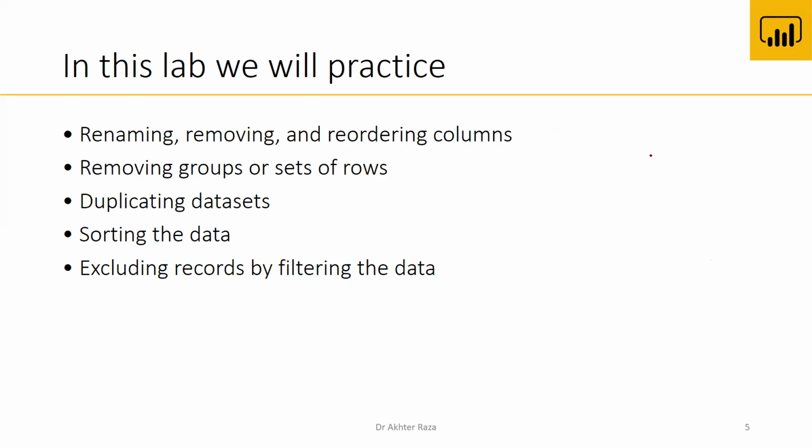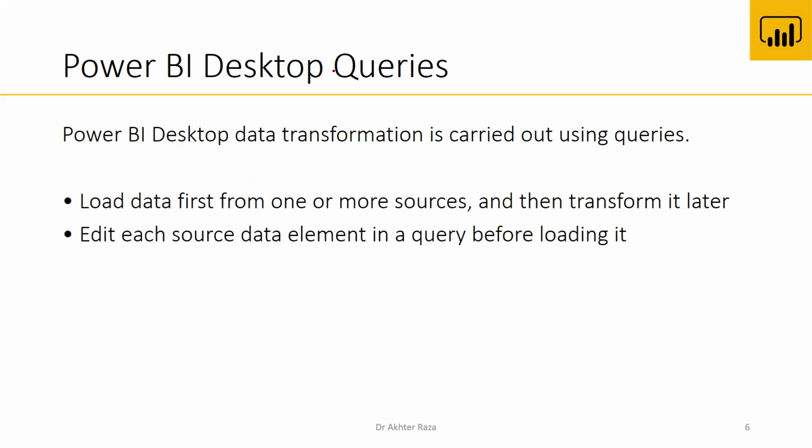The actual objective of this lab is to rename, modify, and reorder the columns, remove groups or sets of rows, and duplicate data sets. We can arrange the data with the help of sorting techniques, and exclude records by filtering the data. Filtering is one of the very important objectives of this lab, in which we can extract the data from huge databases with the help of some filters. So filtering is an important feature of this lab.